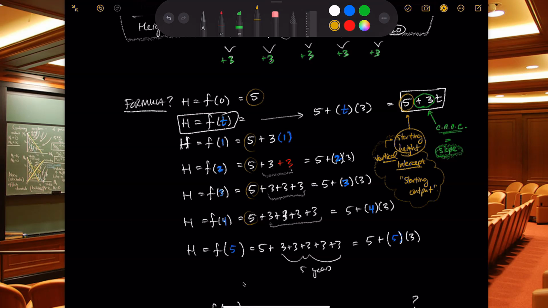So what I'm trying to tell you is, even if I just gave you this now, this function, you could tell me everything there is to know about this function. Oh, it started at 5 feet. It gains 3 feet every year. It's right there. You can judge a book by its cover.